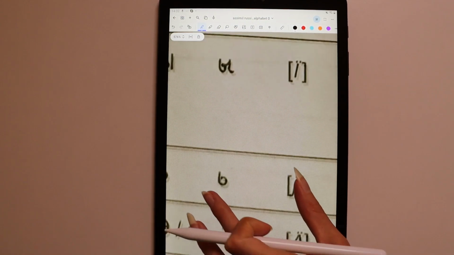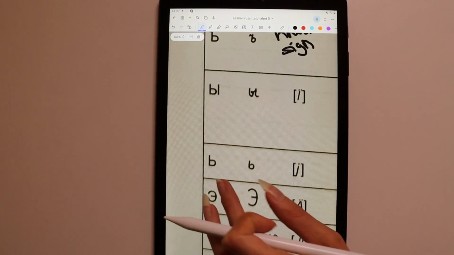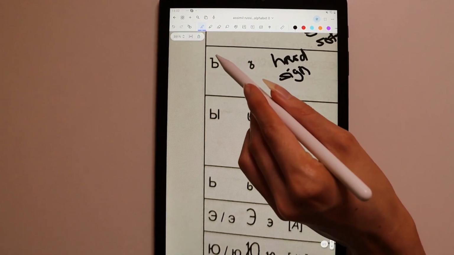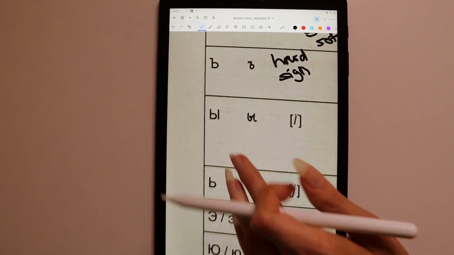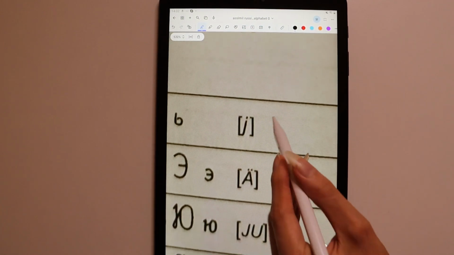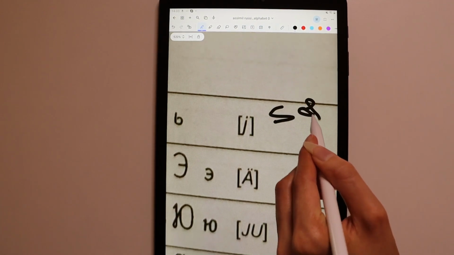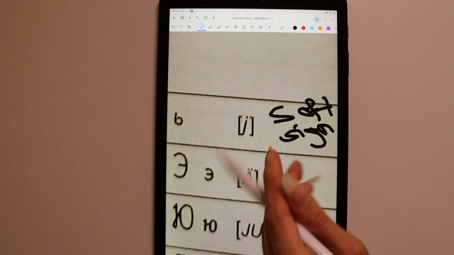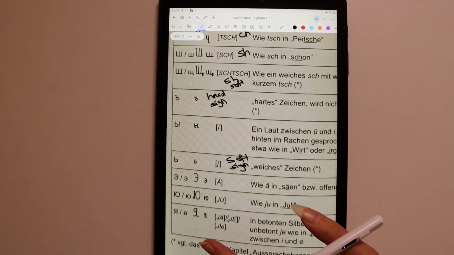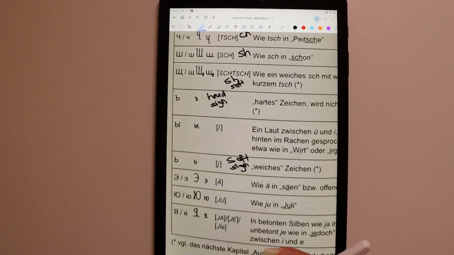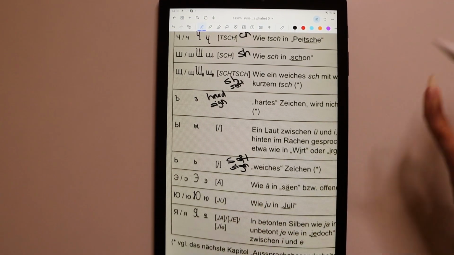And later on we also have the soft sign. This is the soft sign. They both kind of look the same, but the hard sign has a small line on top of it. And with the soft sign, it's the same situation. The letter before the sign is soft.